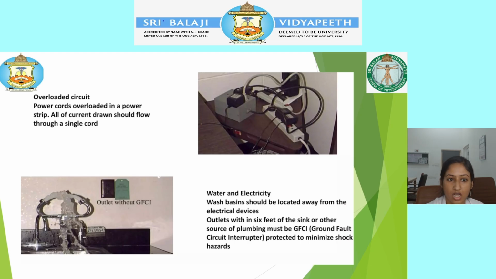And then power cords overloaded in a power strip, all of the current has to flow through a single cord only, and you have to ensure that the water and electricity in the electrical department are arranged in a proper way, because if it is located in a particular way, it can minimize the shock hazards. So the wash basin should be located away from the electrical devices, and outlets should be within 6 feet of the sink or other, to minimize the shock hazards.